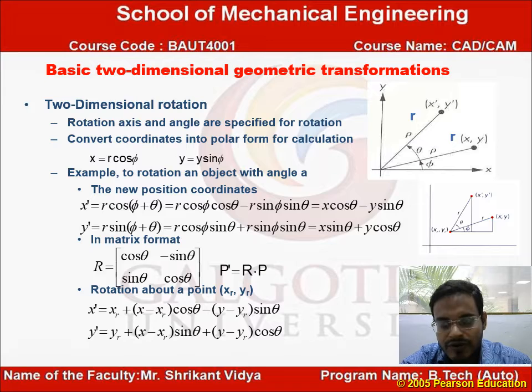So in matrix format, in polar form, this is the rotation matrix: cos theta, minus sin theta, sin theta, cos theta. So for the new point, P' equals R times P. For rotation about a point (xr, yr), we can get x' equals xr plus (x minus xr) cos theta minus (y minus yr) sin theta. Similarly, we can get the coordinate for y'.